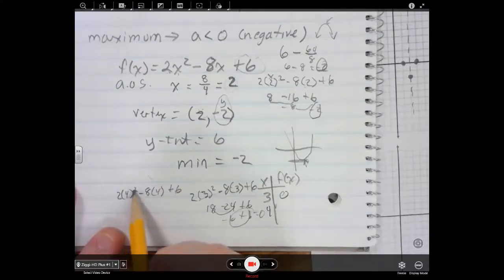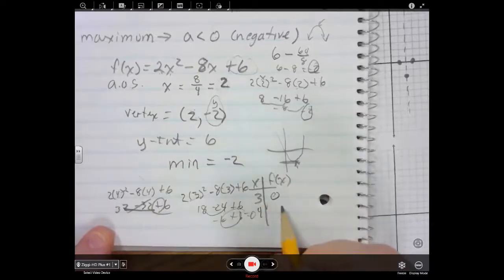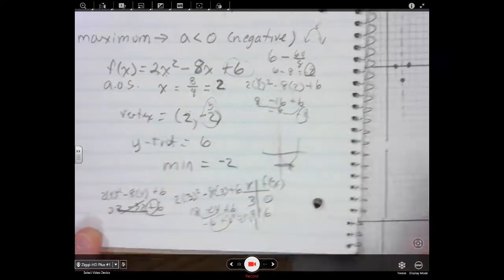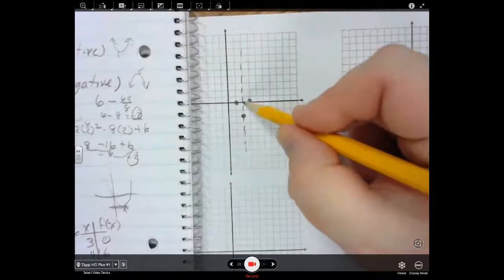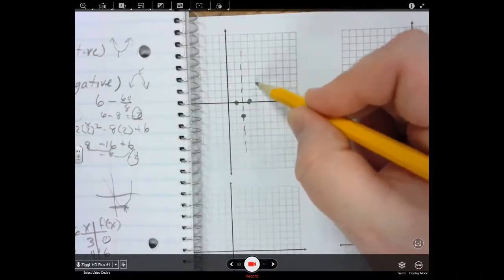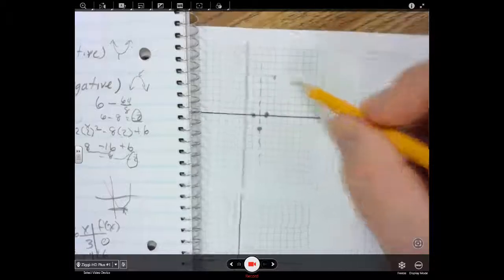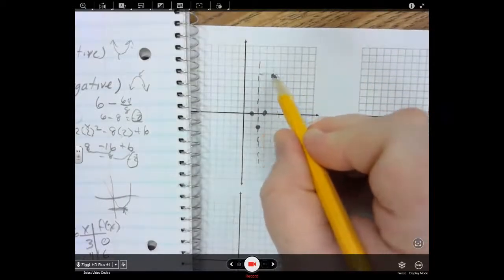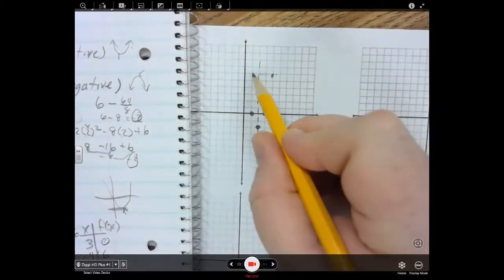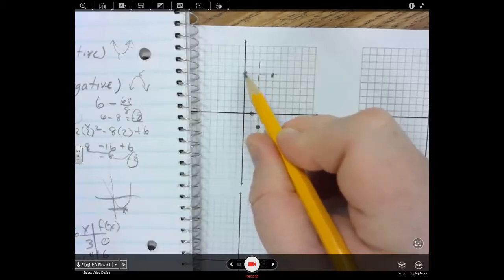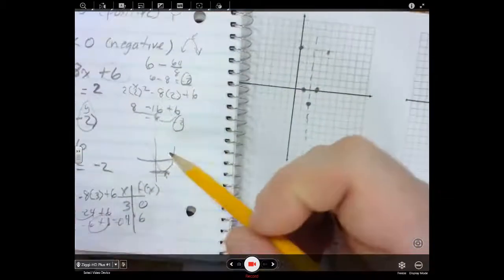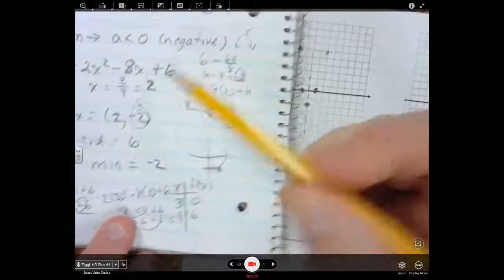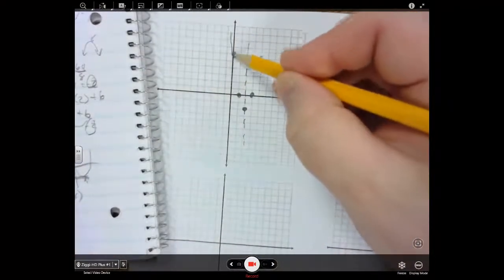So 4 squared is 16, times 2 is 32. Negative 8 times 4 is negative 32, plus 6. So these two cancel each other out, leaving an output of 6. So we input 4, we output 6. So we go over 1, 2, 3, 4, up 1, 2, 3, 4, 5, 6. And since my point is 2 units away from my axis of symmetry, the other point can be reflected over here, which is the y-intercept, and that was expected because my y-intercept had a constant value of 6. So we'll just eyeball our curve here.